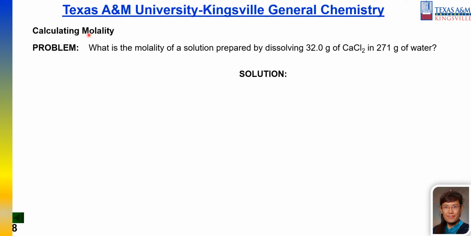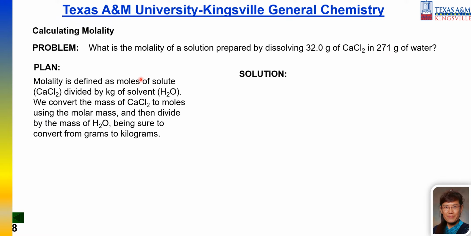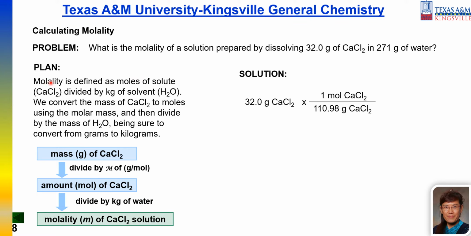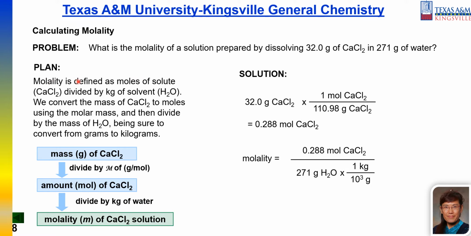Let's practice. Calculate the molality. Our problem is, what is the molality of a solution? In this solution, you dissolve 32 grams of calcium chloride in 271 grams of water. What's our plan? Our plan, first one, you need to define the molality. Molality is defined as the moles of your solute, in this case CaCl2, divided by kilograms of your solvent, water.